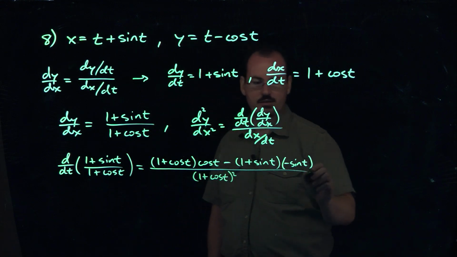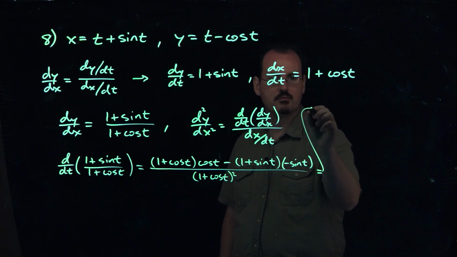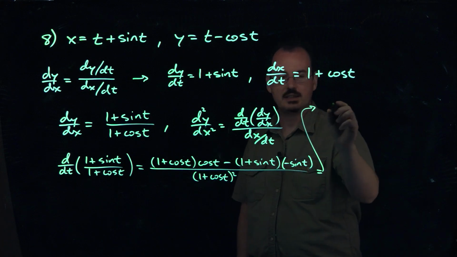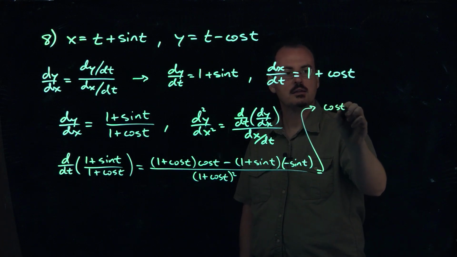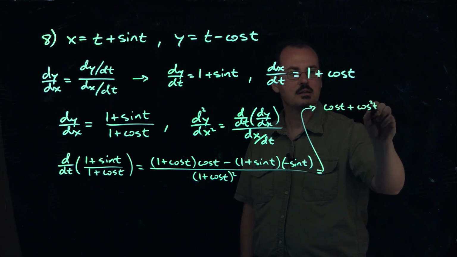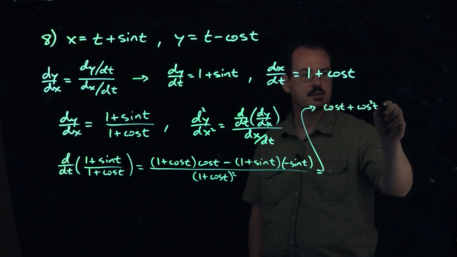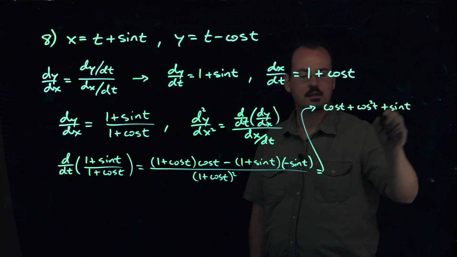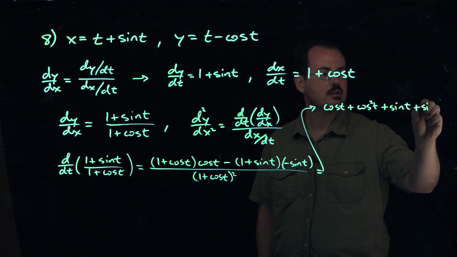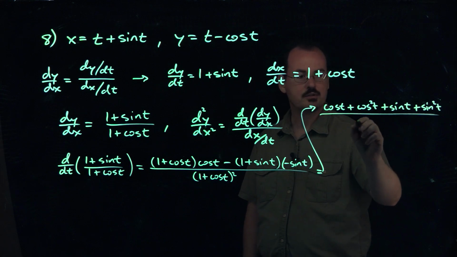And we're going to divide this by bottom function squared, so (1 plus cosine t) quantity squared. Okay, so let's go ahead and distribute some stuff in here. And for purposes of room here, I'm going to come up here. So this is going to be cosine t plus cosine squared t. Let's see, if I distribute both of those, I'm going to get plus sine t, and then plus sine squared t.